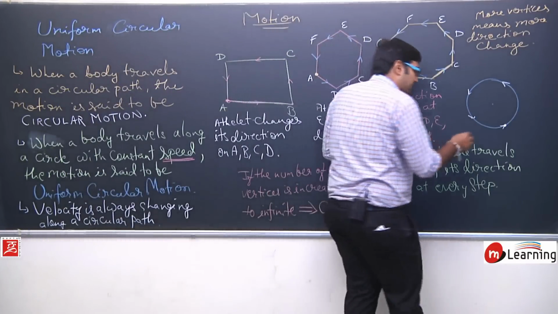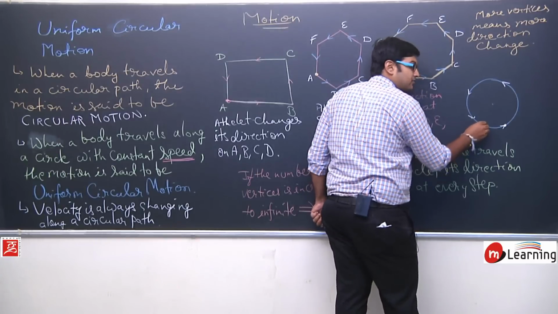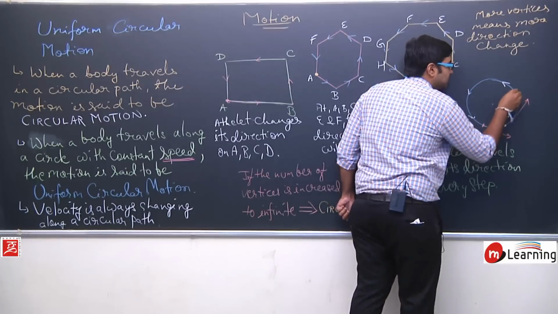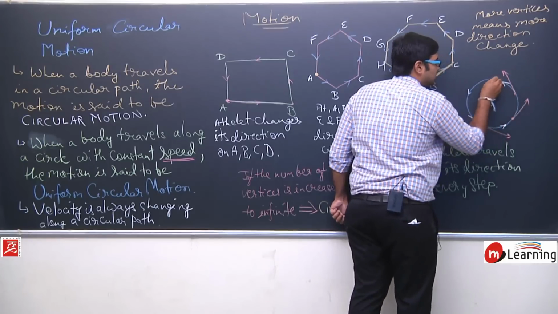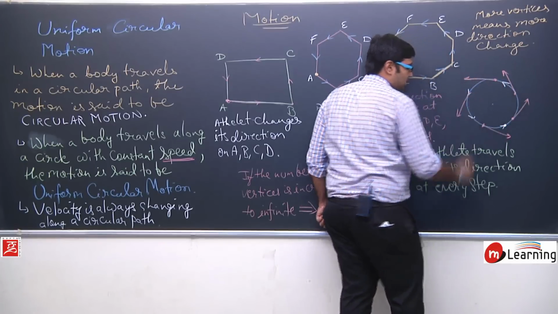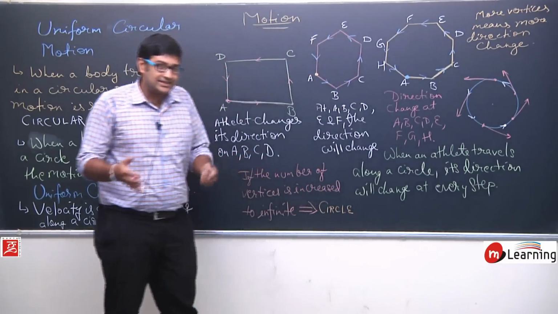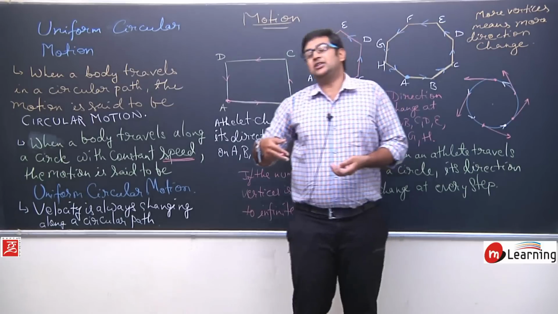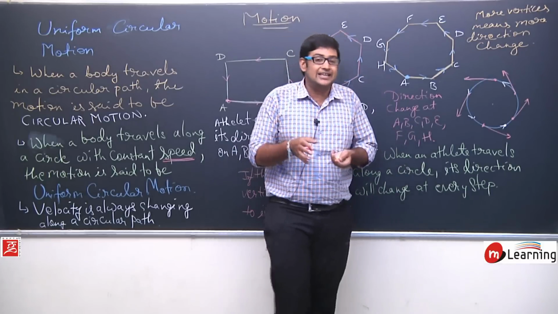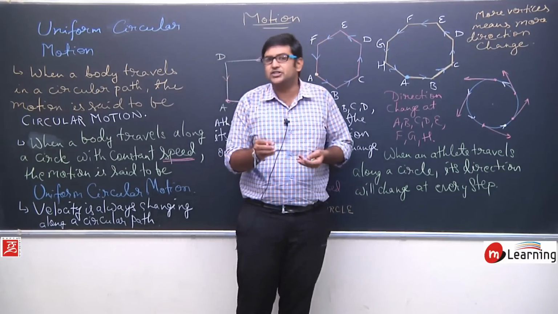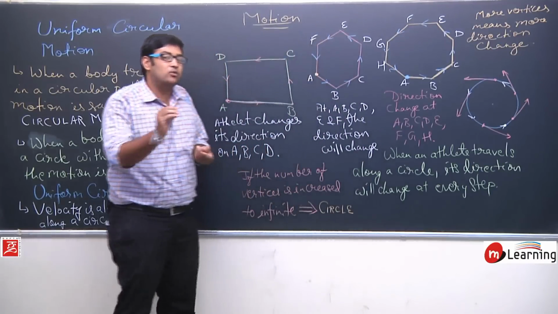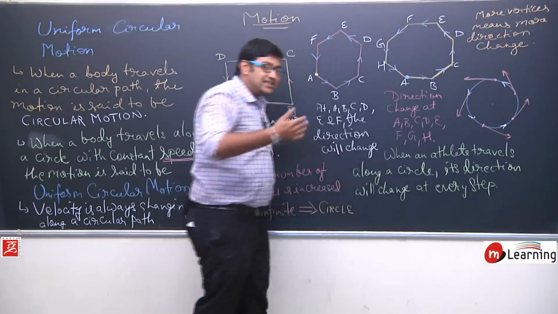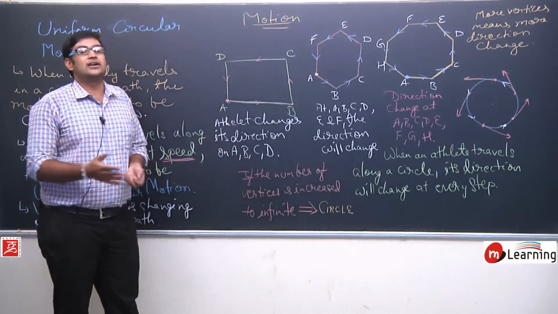So you can imagine, for example, this is a point, an athlete starts traveling from this point, the direction at this point would be like this. If it goes to this point, it will be like this. It will go to this point, it will be like this. At this point, it will be like this, and so on. So if a body travels along a circular path, its direction will change at every moment. So the change in direction will happen an infinite number of times.